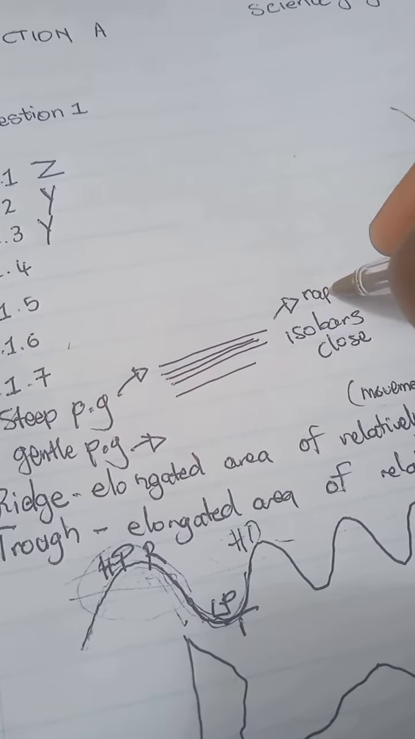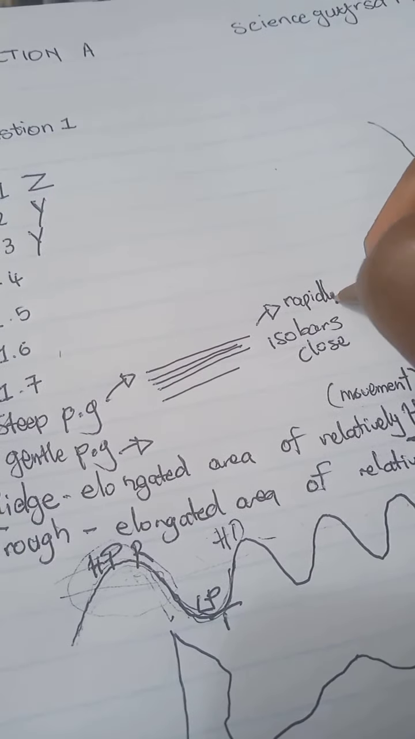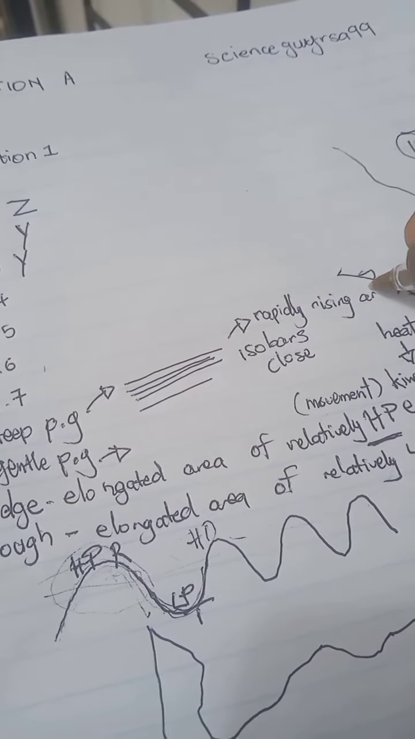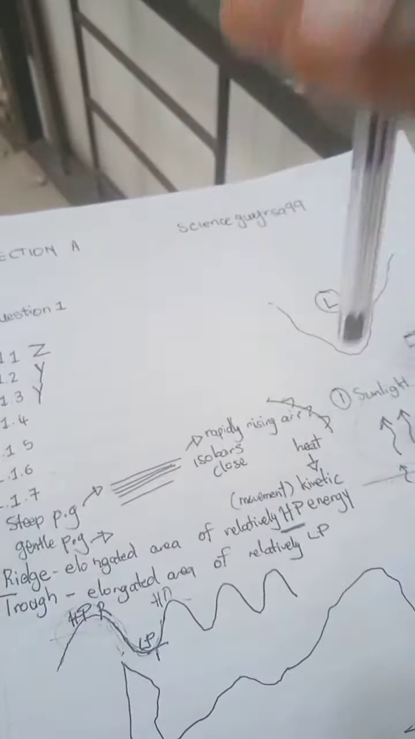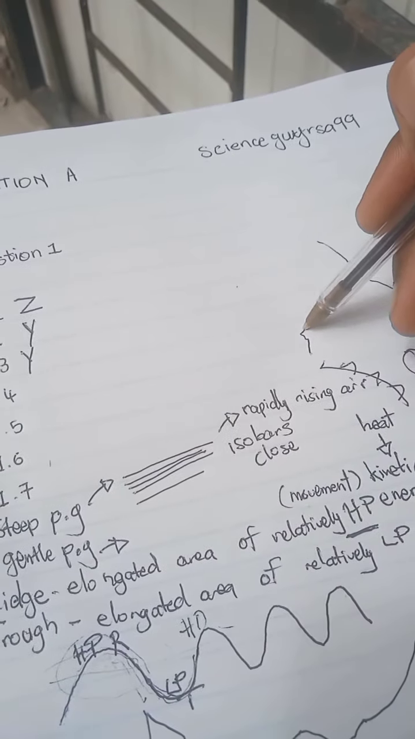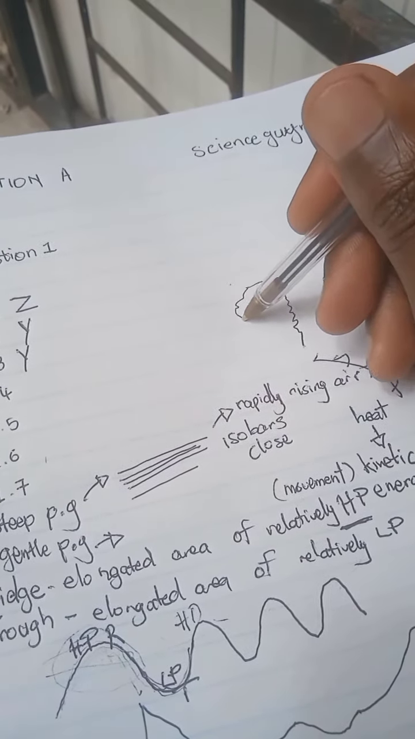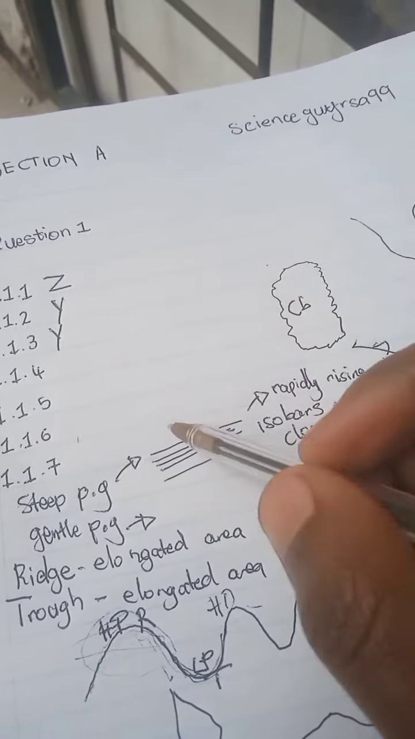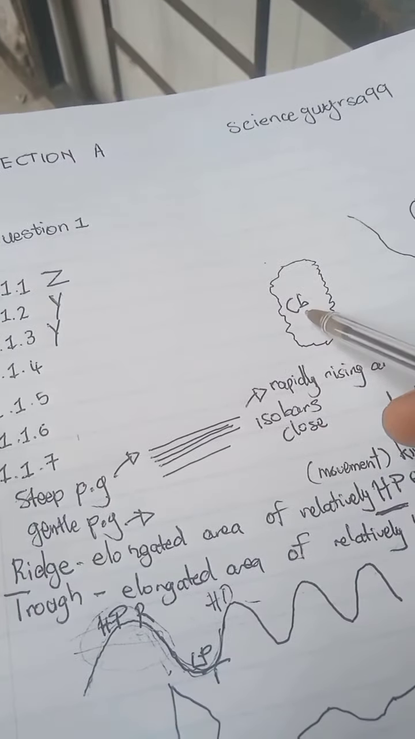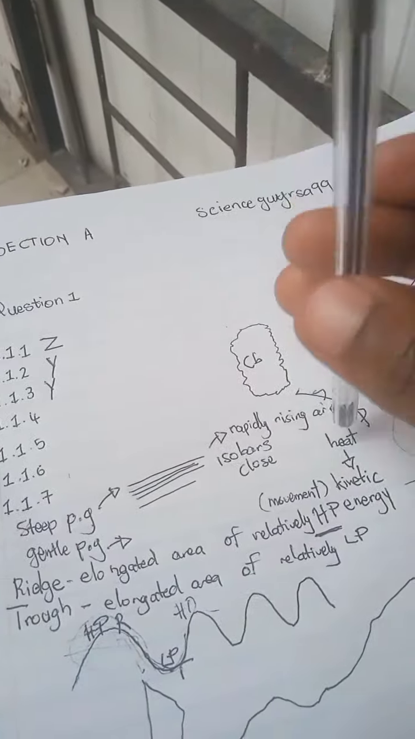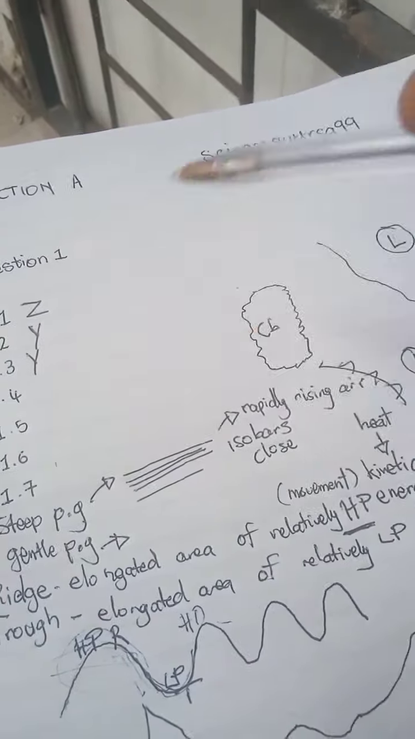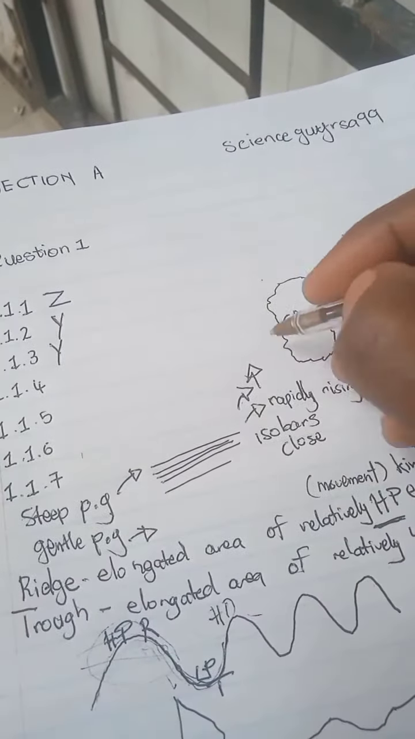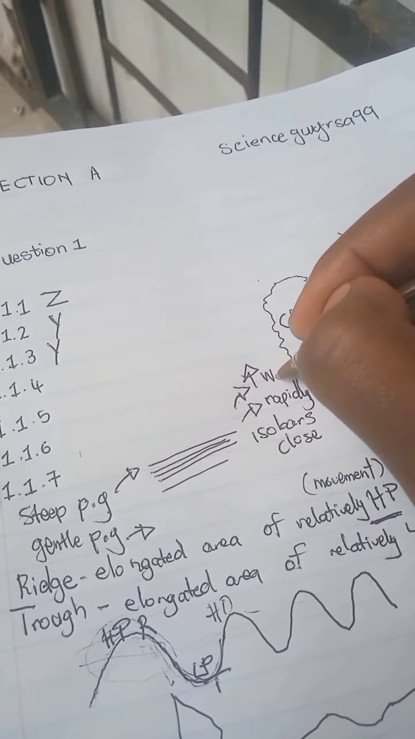In this area you have rapidly rising air. So if the air is rapidly rising, what type of clouds are you likely to form? It's rising very fast, and so when it condenses, it's able to build those tall clouds, which we call cumulonimbus clouds. So a steep pressure gradient is always associated with cumulonimbus clouds because of that fast rising of air. And number two, the wind speed is generally higher in a steep pressure gradient.